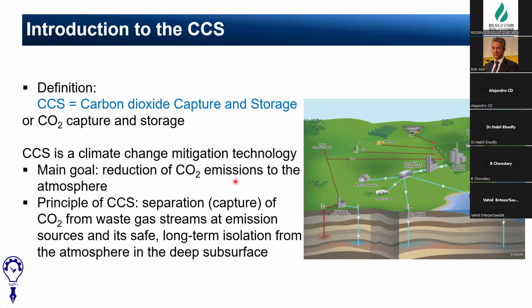The principle is that we are separating and capturing the CO2 from the emitters, from industry, from the refinery, from the oil and gas wells, and so on. So we are capturing that. Second, we are transporting it. And finally, we are isolating it by storing it in a deep space, storing it safely and permanently.